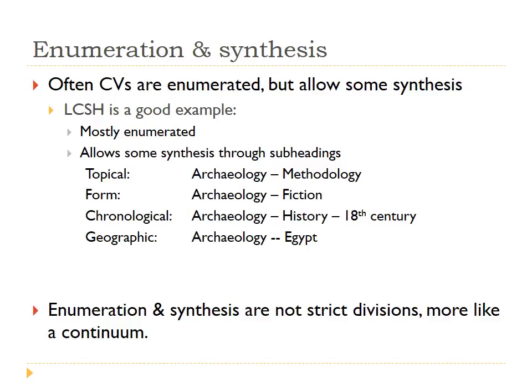So I want to emphasize that, again, this is not one or the other. Most CVs will have some enumeration and some synthesis possibilities in them. The Library of Congress subject headings is a good example. It's mostly an enumerated vocabulary. Most terms for topics are listed out, but it does allow a little bit of synthesis in specific areas. Where it really emphasizes synthesis is in topics and approaches, forms of works like fiction, dictionaries, periodicals, chronology, so time periods, and geography, places. And those are really the main areas of synthesis in LCSH.